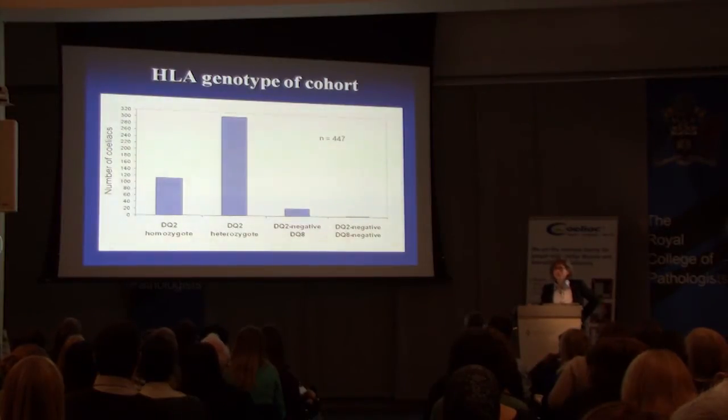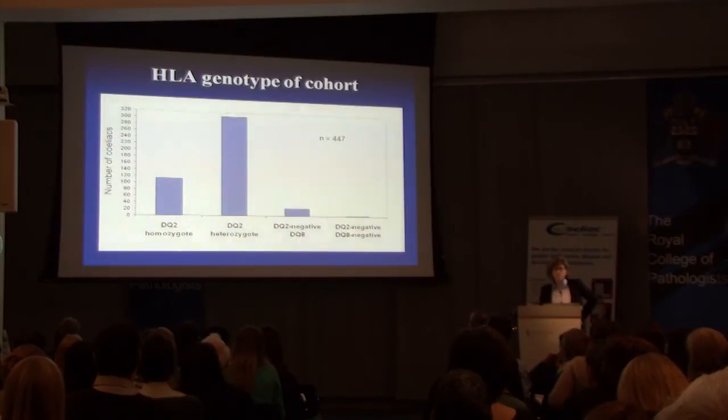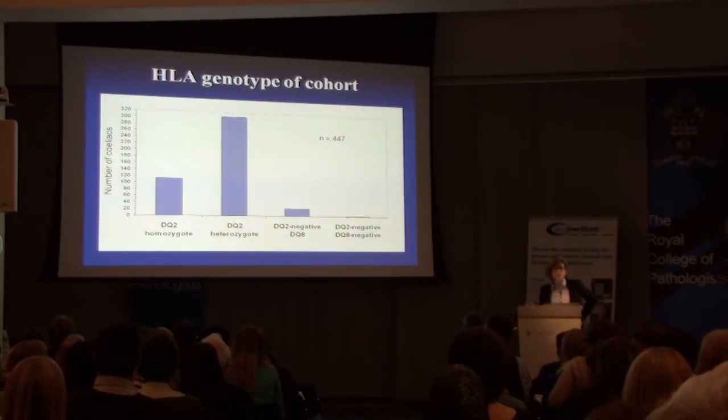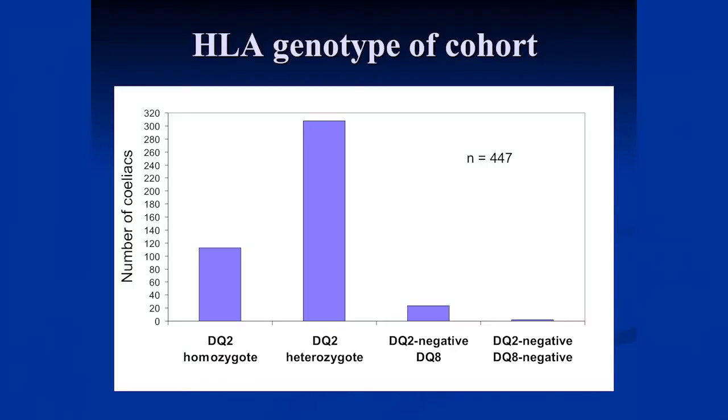There were 447 celiacs in our contemporary cohort at Sheffield. 94% of celiacs carried at least one copy of DQ2, and as you can see from this chart, the most prevalent DQ genotype was that of DQ2 heterozygosity. 24 of the 26 celiacs that were negative for DQ2 were carriers for DQ8. There were 2 celiacs that were negative for both DQ2 and DQ8 in the entire cohort.